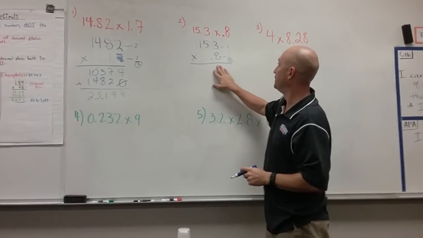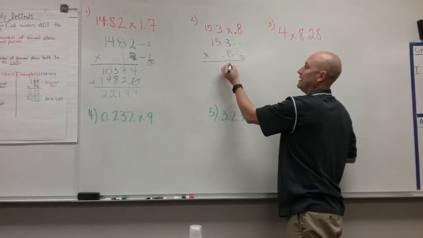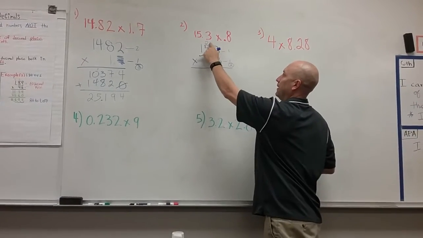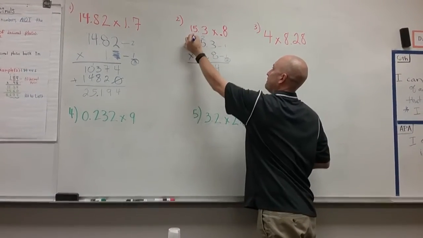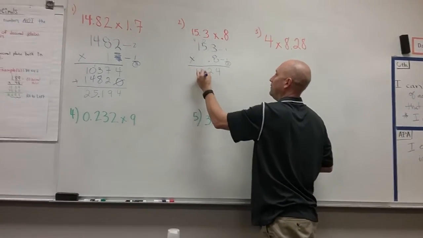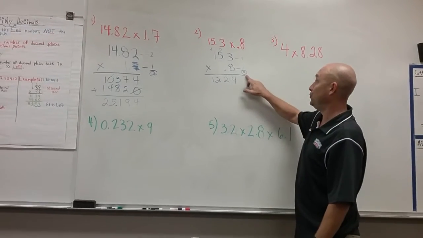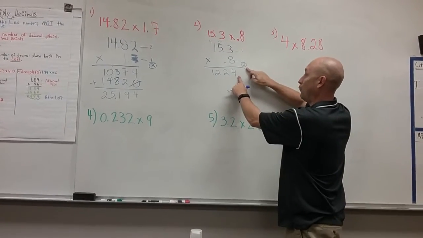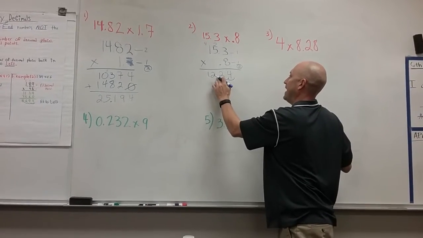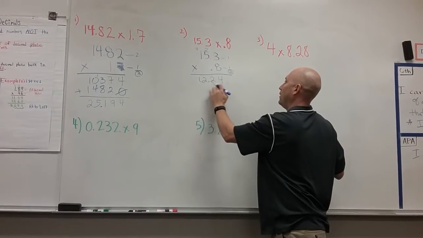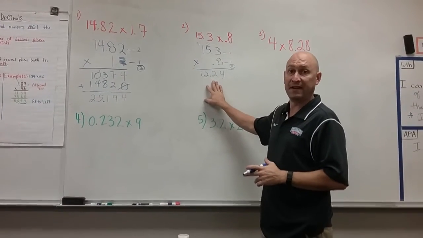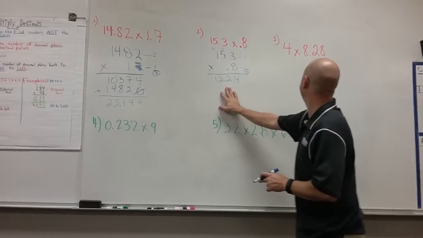Now I'm going to go to my multiplication. 8 times 3 is 24. 8 times 5 is 40, plus 2 is 42. 8 times 1 is 8, plus 4 is 12. I'm going to put a total of 2 decimal places back in, working from the right to the left. 1, 2. My answer is 12.24. I said it should be around 15. It is close to that, so I know my decimal place is in the correct spot.